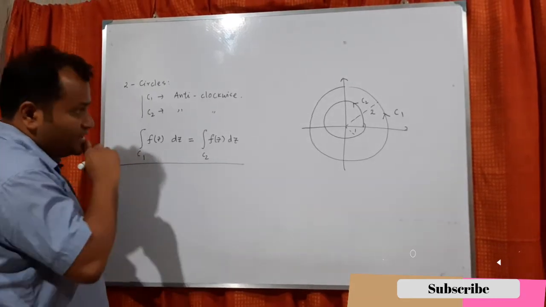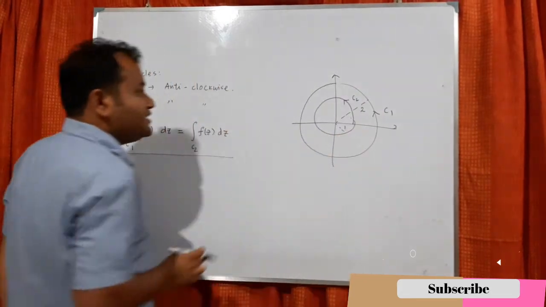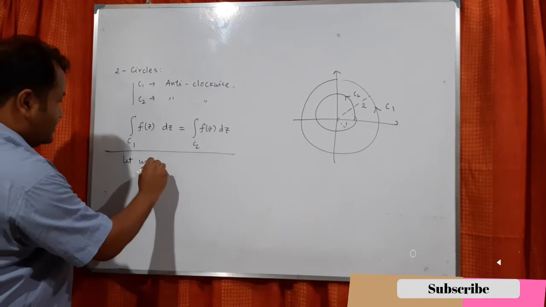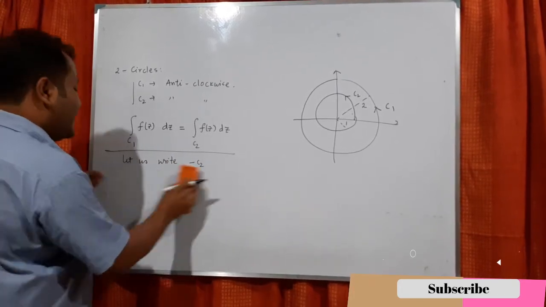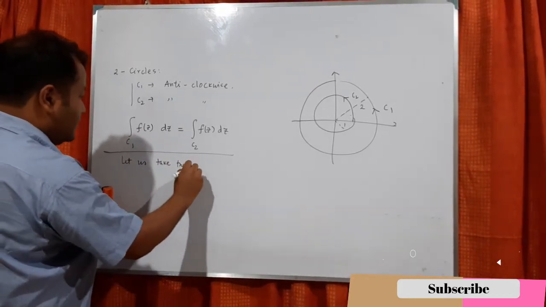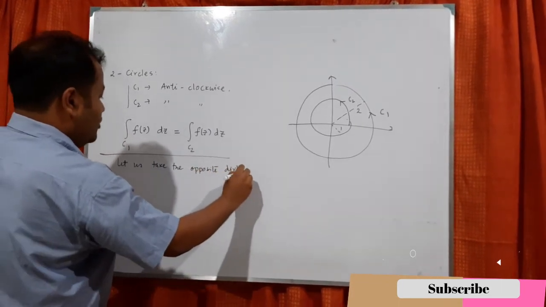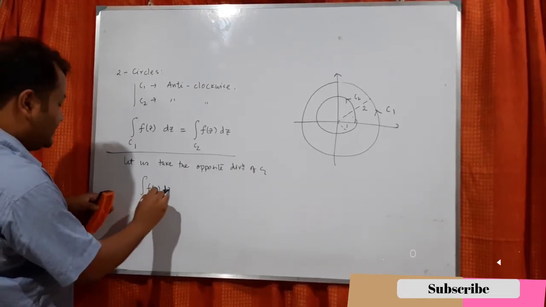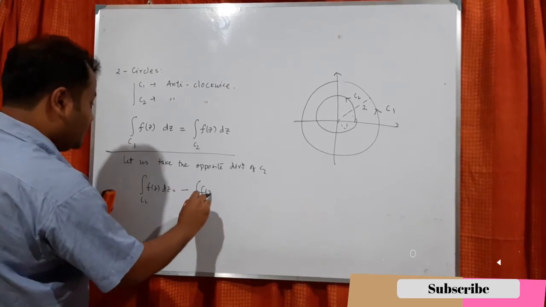So now suppose for the time being, if I change the direction of C2, then what will be there? So let us write minus C2, or let us take the opposite direction of C2. So integration over C2 f(z) dz can be written as minus integral over C2 f(z) dz.